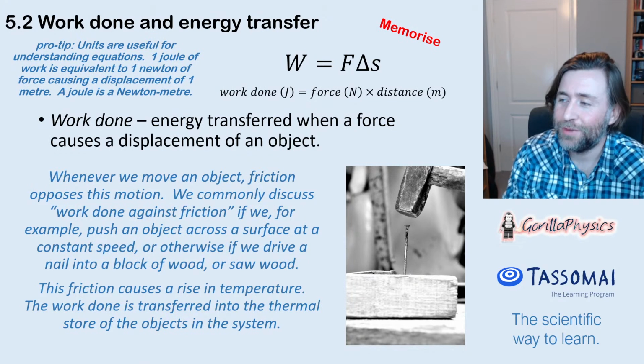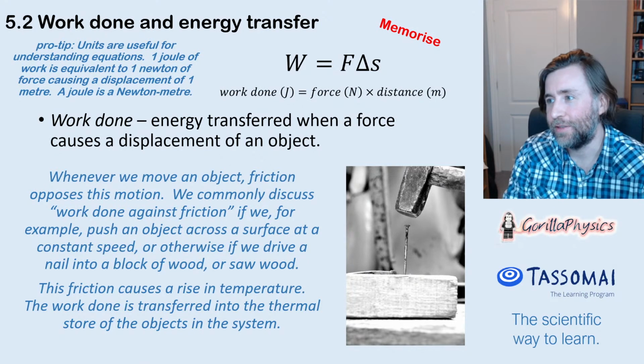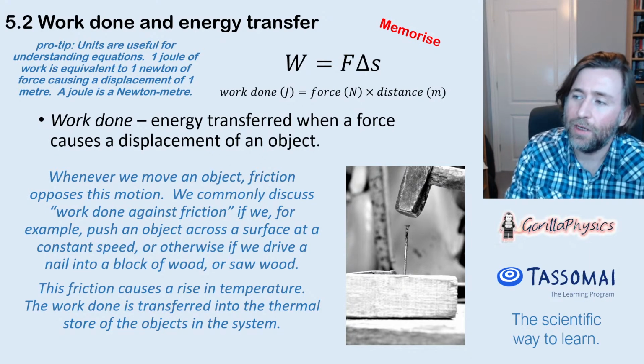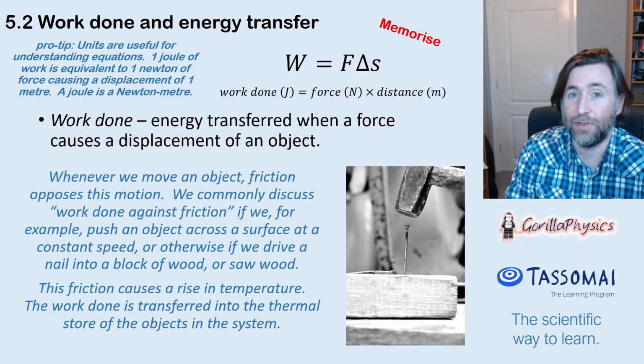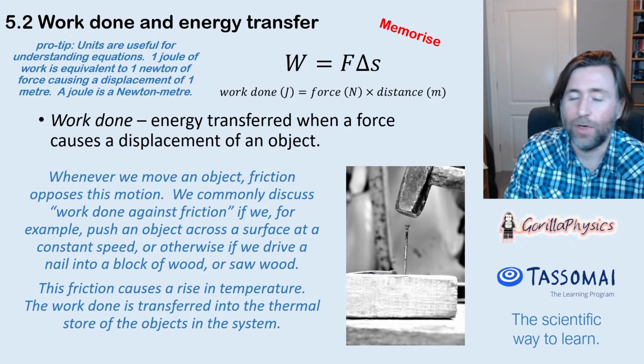So work done is the next one. This is the next equation that you need to be able to use in the forces topic. Work done is force times distance. Now remember, it's got to be distance in the direction of travel of that force. That's an important idea. And work done just means basically the energy transferred when a force causes a displacement. And there's a common example about work done against friction.